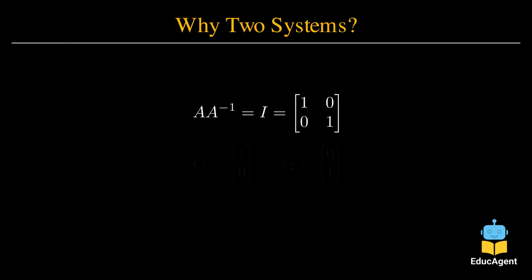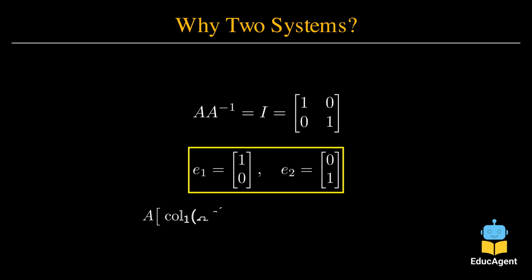The identity matrix is built from the target vectors E1 and E2. Each column of A inverse is the vector that A sends to the corresponding column of the identity.